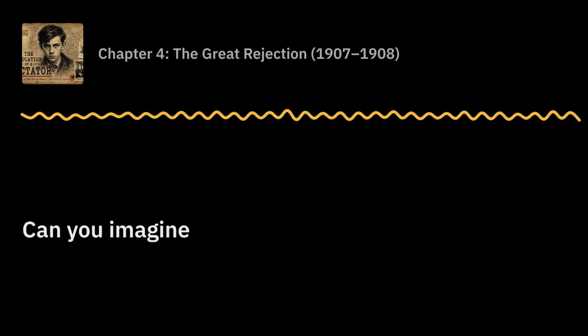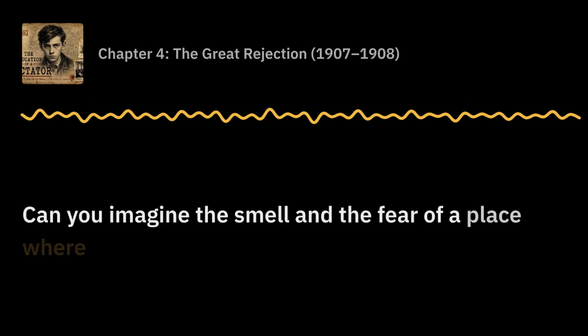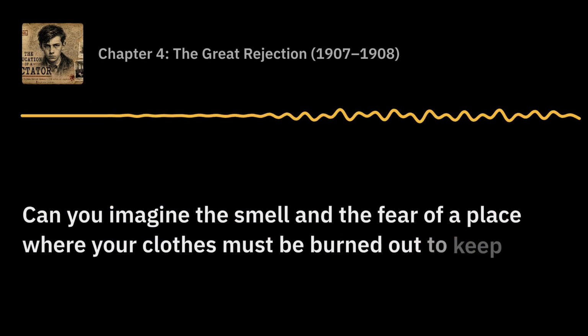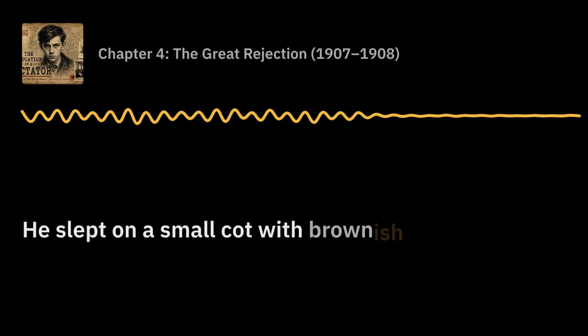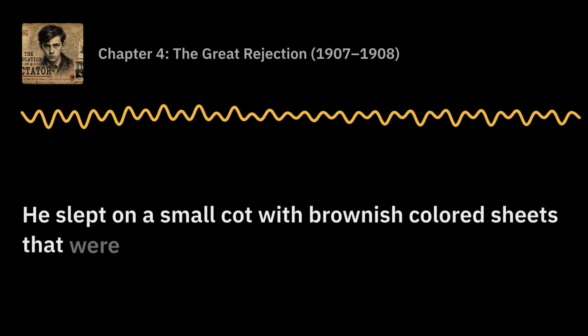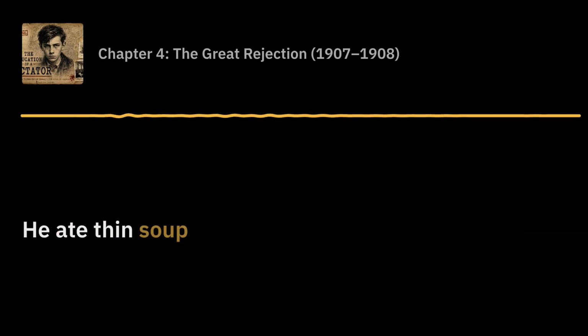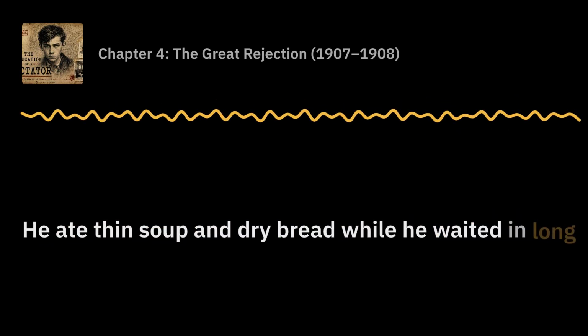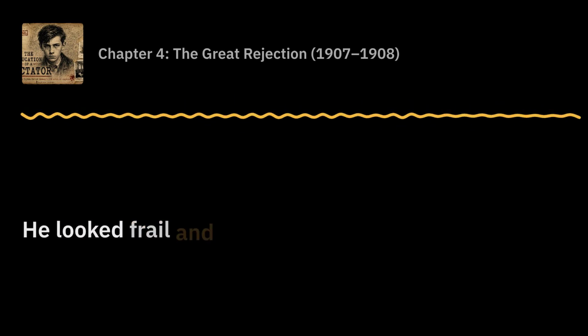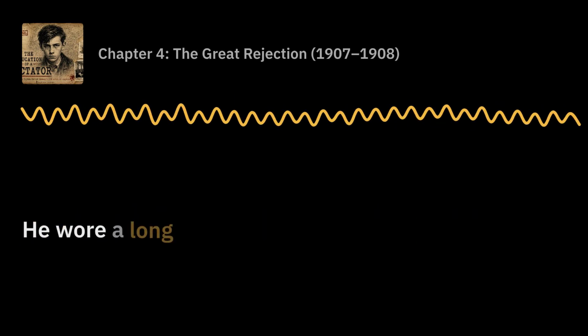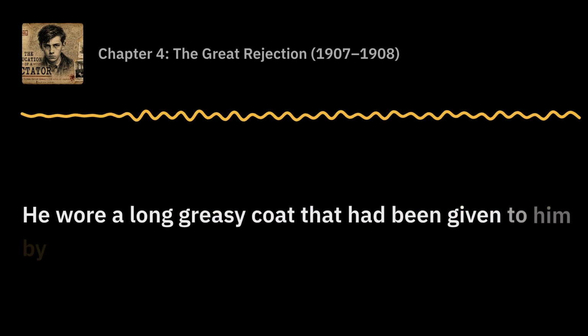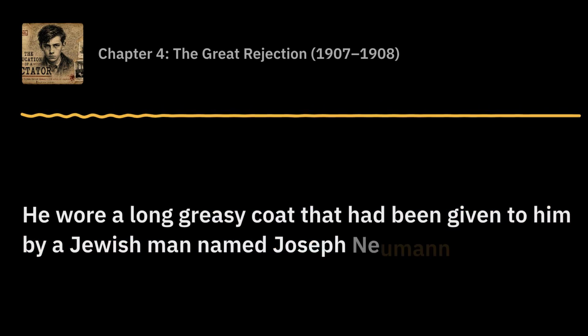Can you imagine the smell and the fear of a place where your clothes must be burned out to keep you clean? He slept on a small cot with brownish-colored sheets that were dirty and old. He ate thin soup and dry bread while he waited in long lines. He looked frail and helpless, and his hair was long and tangled. He wore a long, greasy coat that had been given to him by a Jewish man named Joseph Neumann.